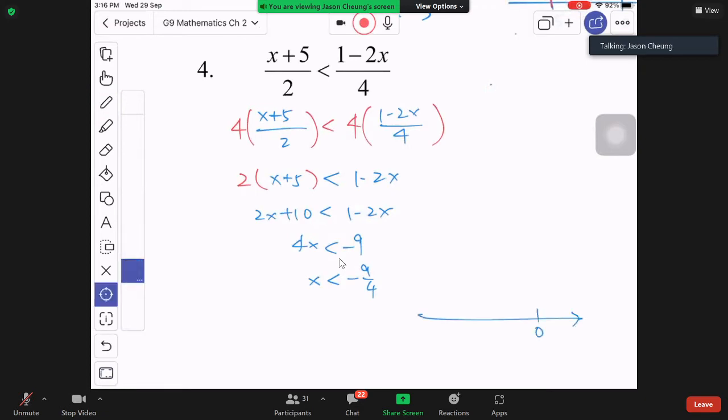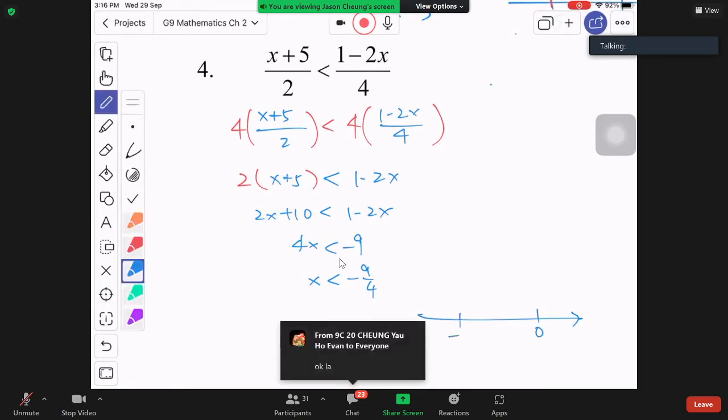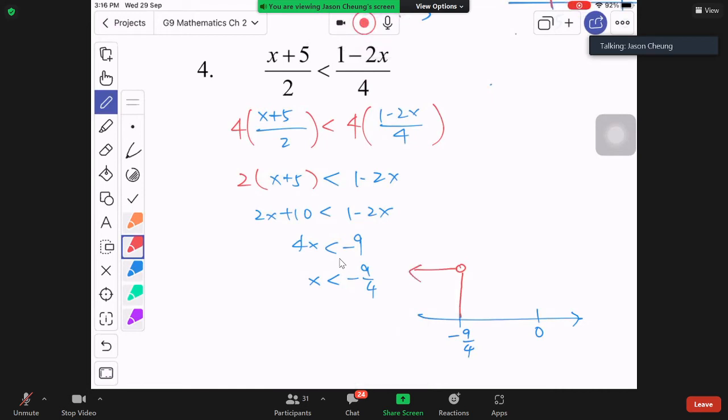Evan, now don't forget to write down the arrow here, okay, and then draw it better. Here, negative 9 over 4 is not included. Therefore, we do not need to fill in the colors here. And then draw it better here, more accurate. I always forgot. I also forgot it.